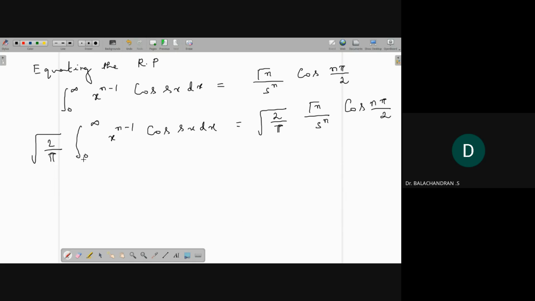So this is actually the Fourier cosine transform of x power n minus 1, which is equal to root 2 by pi gamma of n by s power n into cos n pi by 2. The question is actually to find the Fourier cosine and the Fourier sine transform. I will call this equation number 1. Now equate the imaginary part.